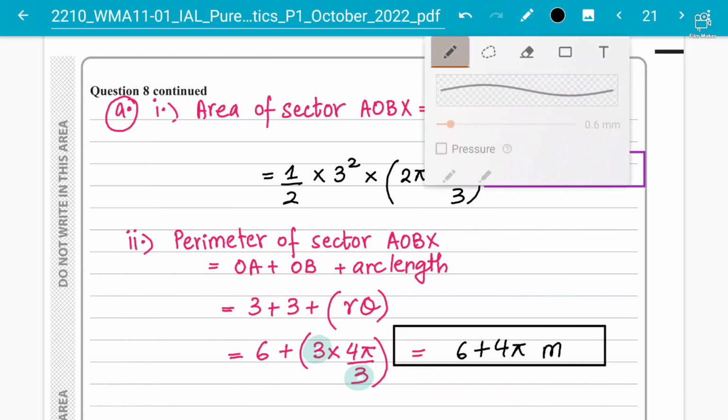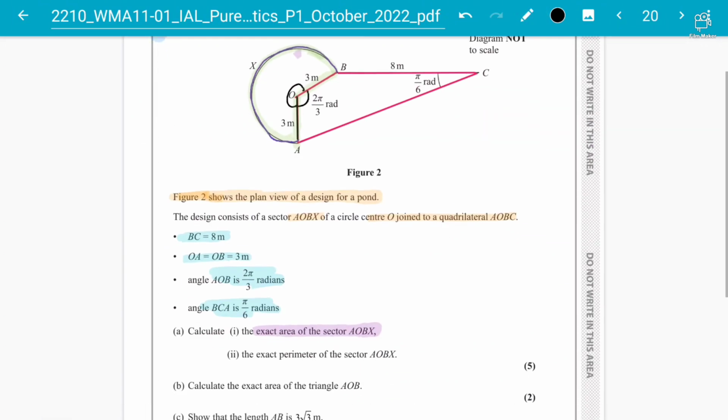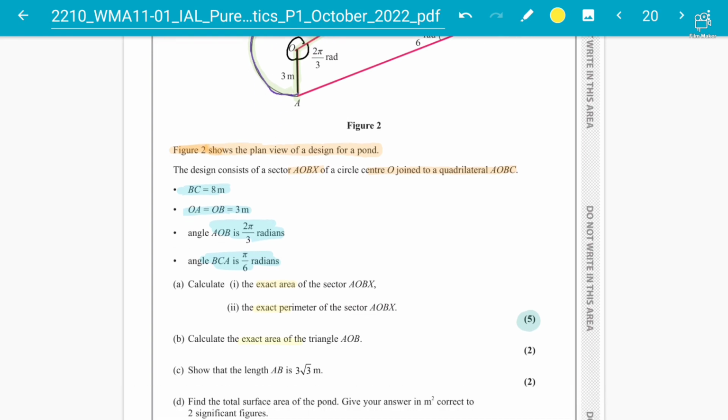So this was basically all, I think, 5 marks. Easily you got all 5 marks. You got exact perimeter. This is very important understanding of the question, students, whenever they say exact, you mean you don't have to give in decimals. Okay, you cannot give answer in decimal, otherwise you will lose marks. Okay, then you have to calculate exact area of the triangle AOB. It's for 2 marks only.